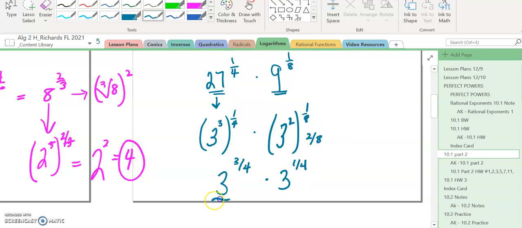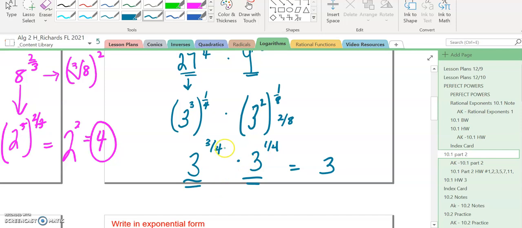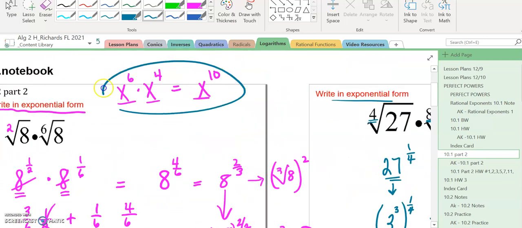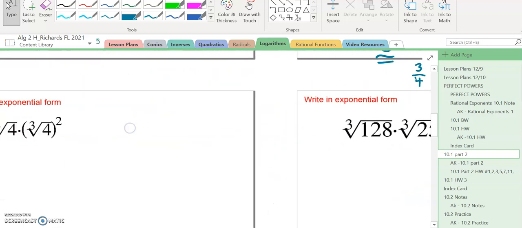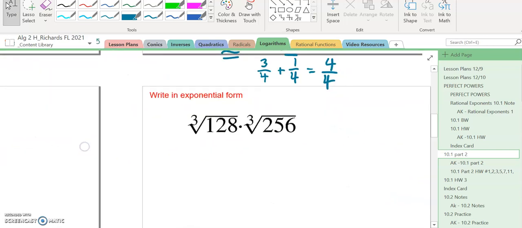At that point, our bases are the same. It's only if our bases are the same that we can put them together. And if you recall, if you're multiplying, you add. That's this rule of thumb. I'm not making that up. That's exponents. So I'm going to take 3/4 plus 1/4. Yay, very easy. 4/4 to the 1, and the answer's 3. Not too bad.